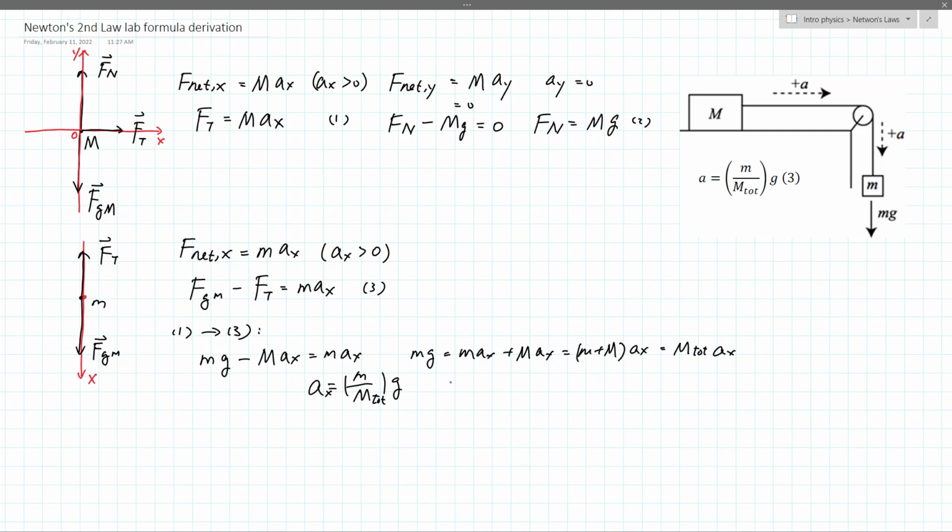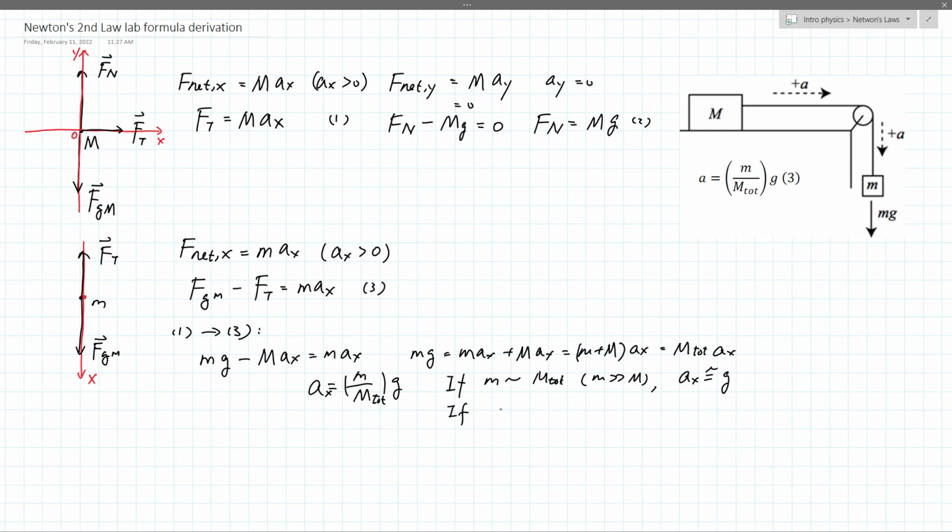So you can say that if this m is approximately equal to M total, what this means is m is much greater than capital M. This means ax is approximately equal to g. We have approximately free fall.